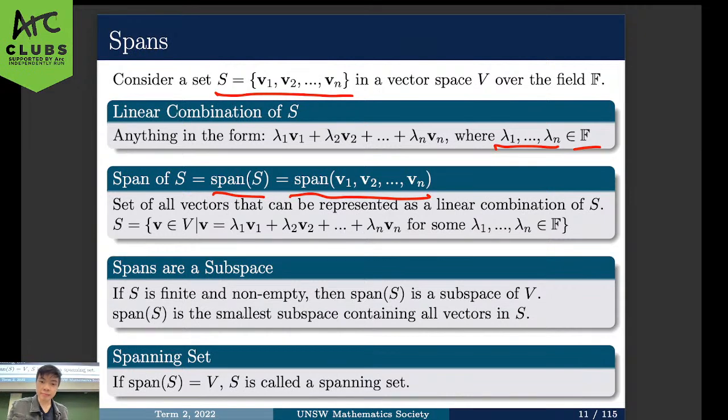Something that we do need to know is that a span is a subspace of V, and span S is the smallest vector space which contains every single vector in S. And the other important thing is that if span S is equal to the vector space that it's in, then it's called a spanning set.